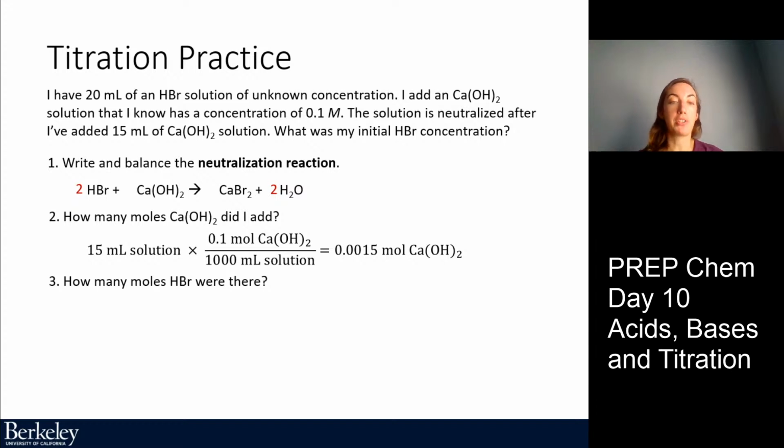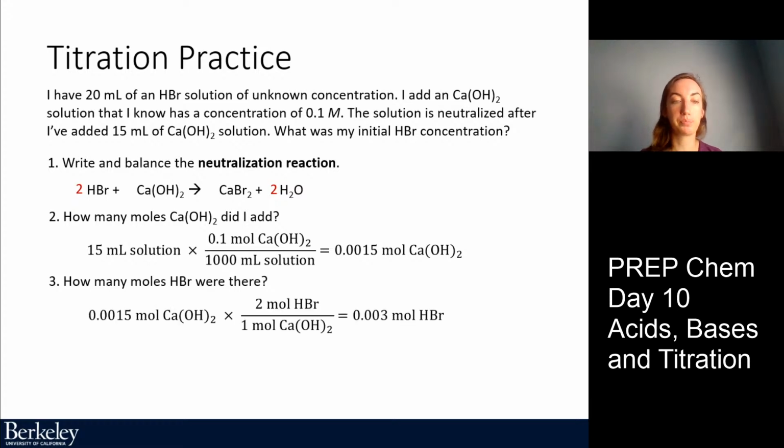Now I use my stoichiometry and I need to figure out how many moles of HBr there initially were. I know that I added 0.0015 moles of Ca(OH)2, and then I know that my stoichiometric coefficients tell me that at the stoichiometric point, I have 2 moles of HBr per mole of Ca(OH)2. So 0.0015 times 2 is 0.003. That means that we initially had, or we always have, 0.003 moles of HBr.